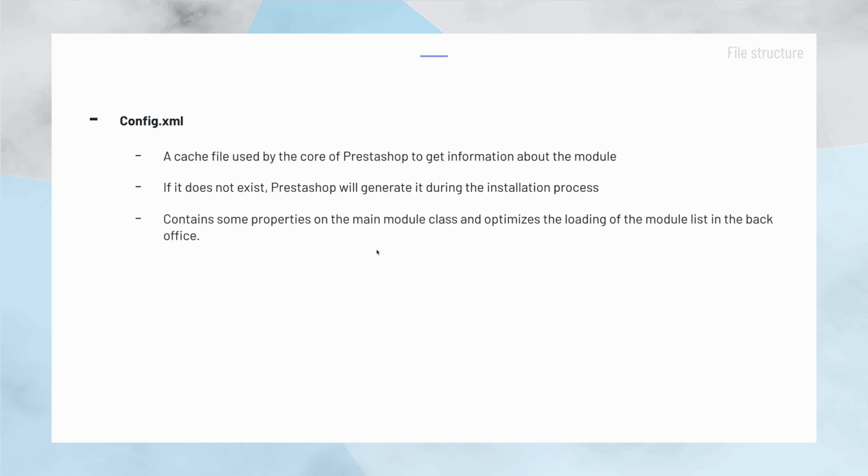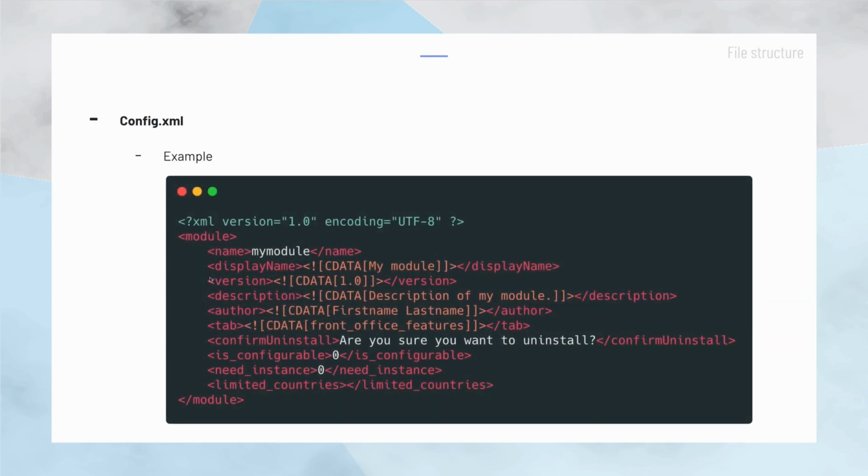And the config.xml, as I said, is inherited from the 1.6 version. So I think that everybody knows what it is. It's basically a cache file used by the core of PrestaShop to get information about the module. If it does not exist, then it will be auto-generated during the installation process. It contains some properties of the main module class and optimizes the loading of the module in the back office. So this is an example of our file.